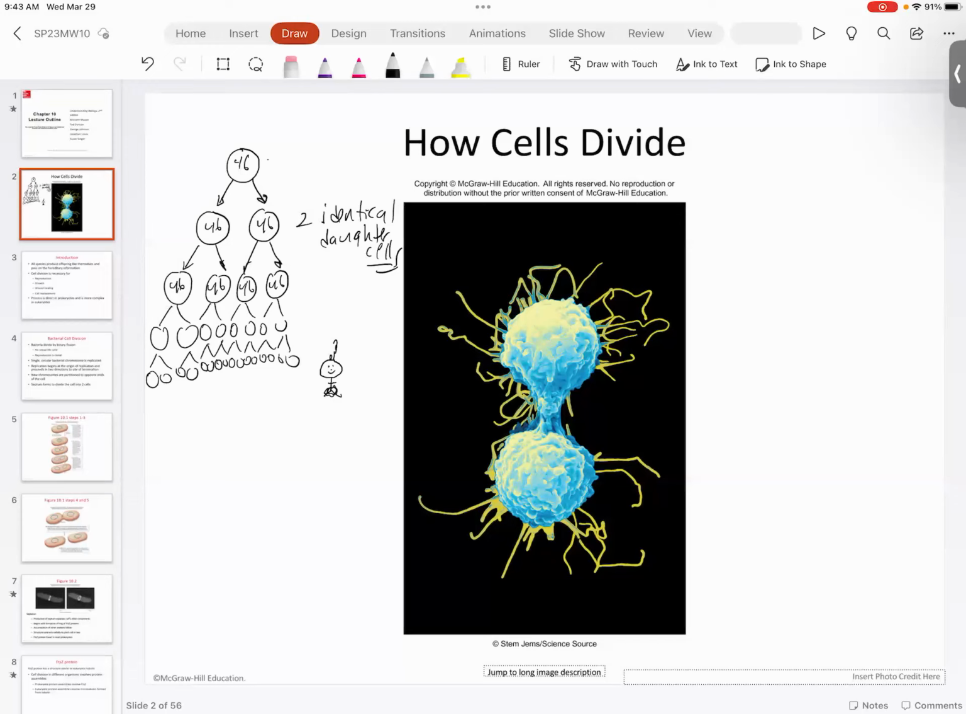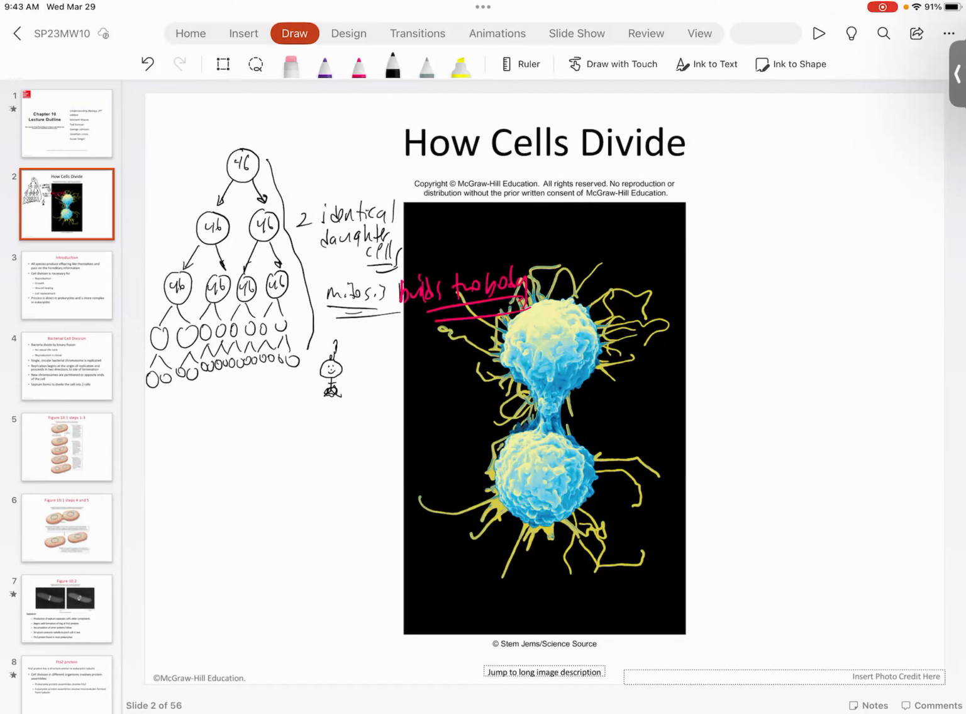And so this whole process, where you just go through iterative processes of creating more identical cells, this is all mitosis. So mitosis basically builds the body. That's what it does.